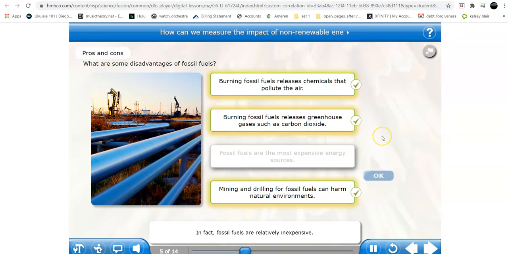In fact, fossil fuels are relatively inexpensive, but they can be harmful to the environment. In this lesson, you'll explore one of these problems, the emission of carbon dioxide, a greenhouse gas. Scientists are concerned that rising levels of greenhouse gases are contributing to global climate change. All right, let's continue. That's what we want to learn.